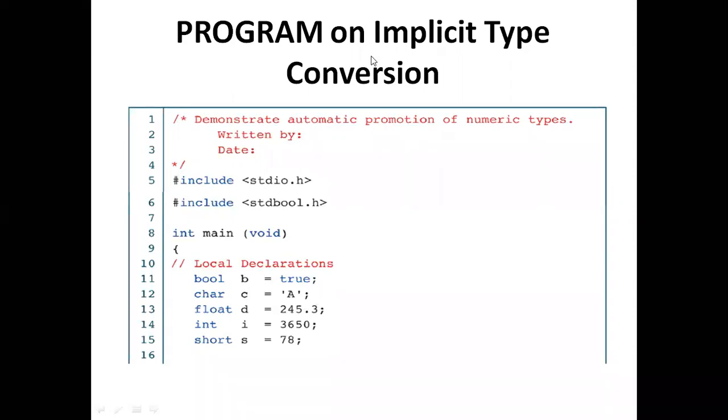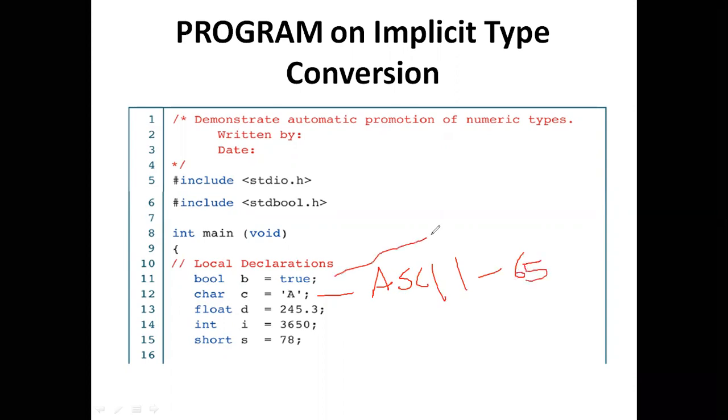The ASCII value of A is 65, and true value inside the integers is 1. 65 plus 1 means 66. 65 means capital A, and 66 means capital B.